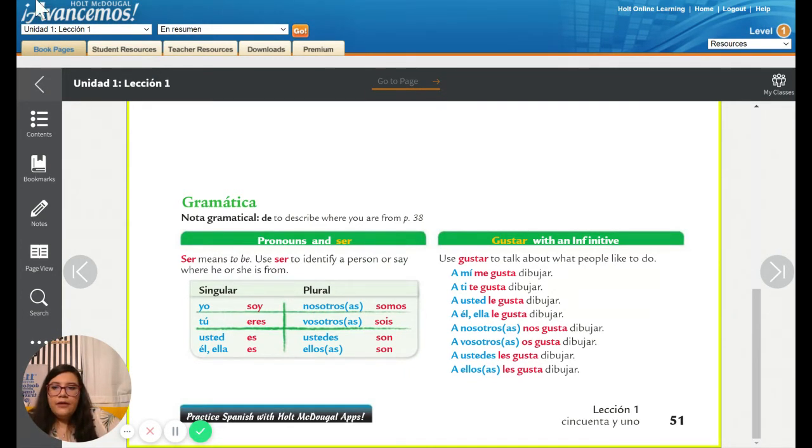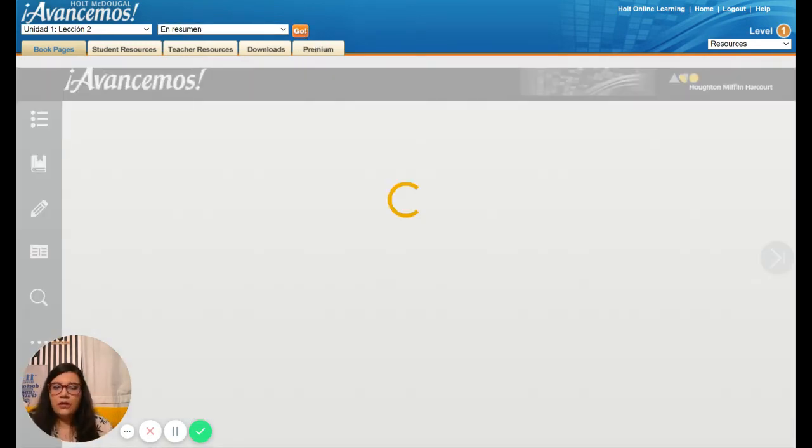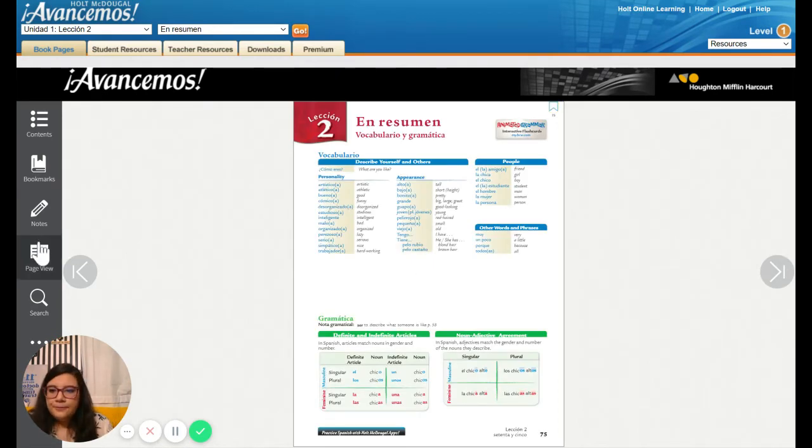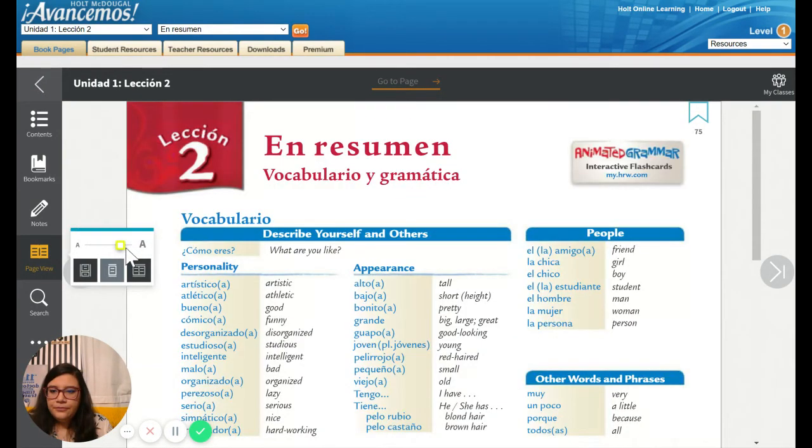We do have the second lesson, so I'm going to skip to that in the same video for you guys. These are all the review pages. This was for page 51 on that chapter. This one I think is 75. Yeah, 75. So the second half of the unit is focusing on adjectives.